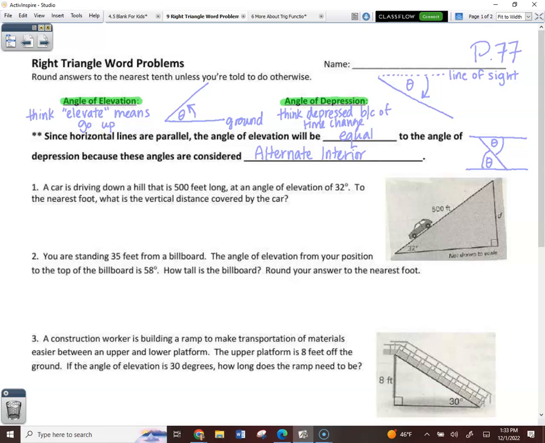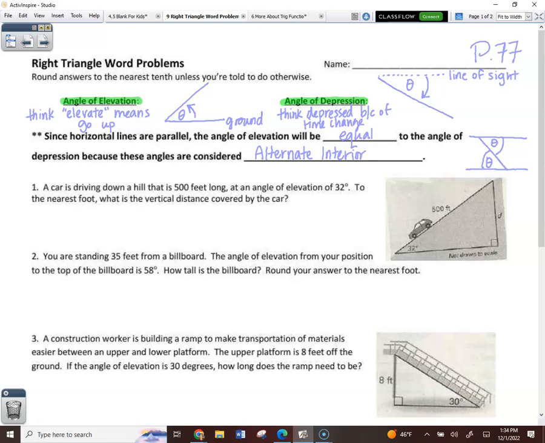Alright, look at number 1. A car is driving down a hill that's 500 feet long at an angle of elevation of 32 degrees. To the nearest foot, what's the vertical distance covered by the car? Okay, first of all, there's a picture. But second of all, let's talk about it. Are you using tan? Cars driving down a hill. Hill would imply it's the hypotenuse, right?